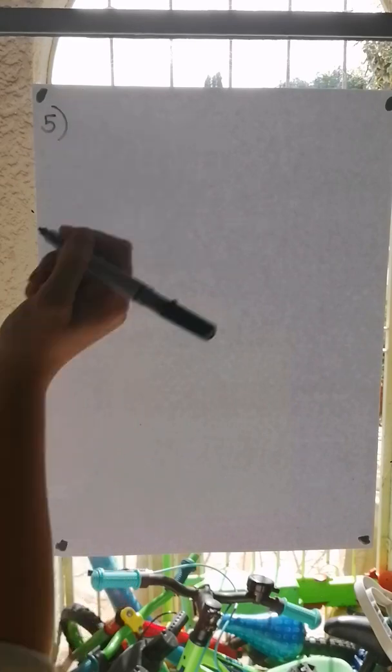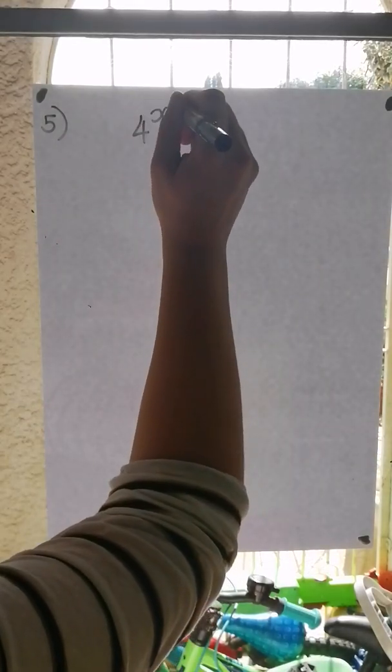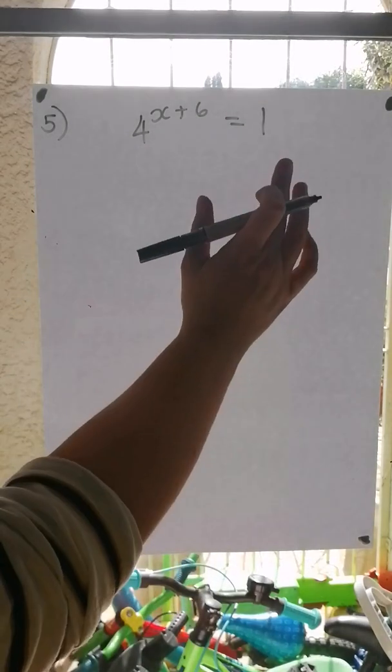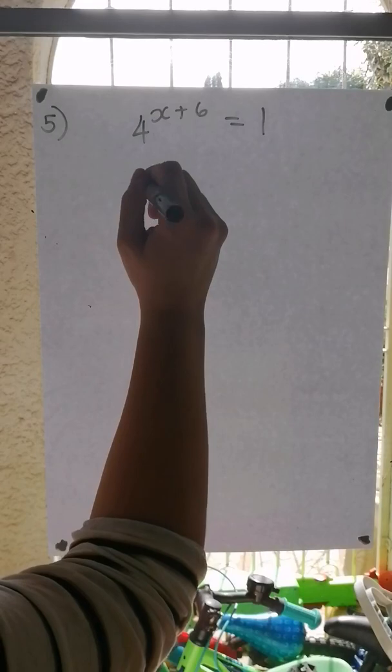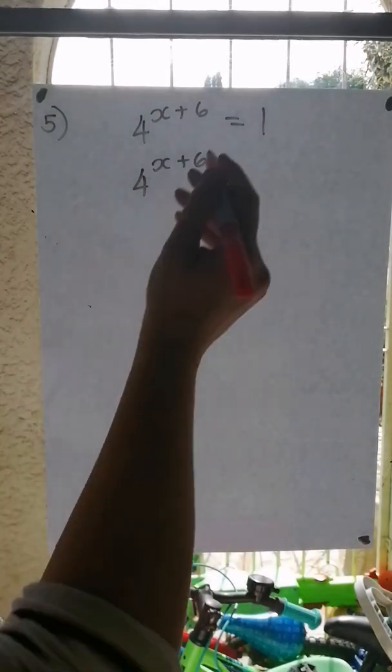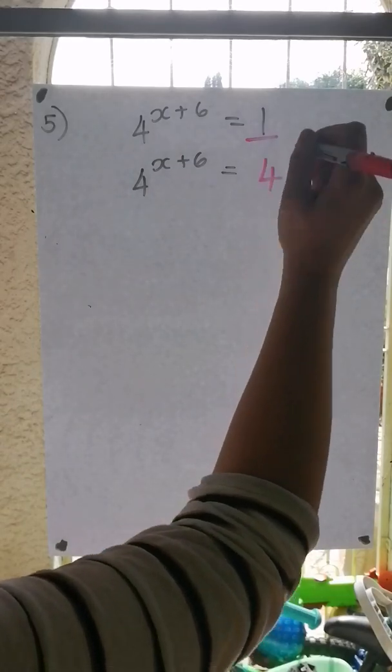Okay, example 5 says solve for x if 4 to the power of x plus 6 equals 1. And I already showed you the trick. I still need to make them the same base. How do I write 1 as a base of 4? Well, it's 4 to the power of 0.